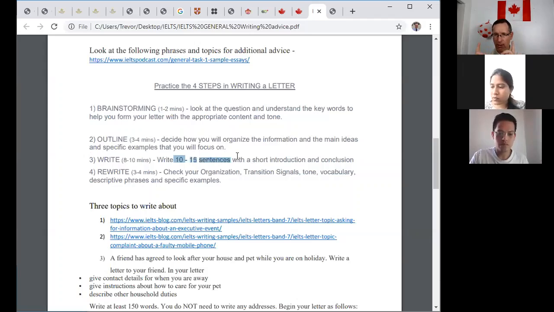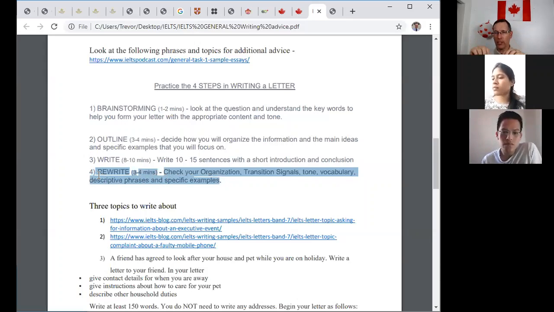And then one thing that many students don't have time or don't think about, before you hand everything in or you click send on your computer, you want to take a minute to look through the information. So you want to just review, do you have it organized? Do you have transition signals: first, in addition, on the other hand, another idea? Your vocabulary, your examples. You just want to glance through your letter and make some quick changes before you hand it in to the examiner.